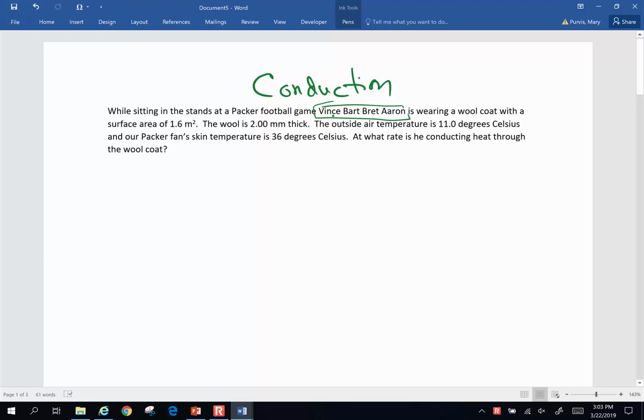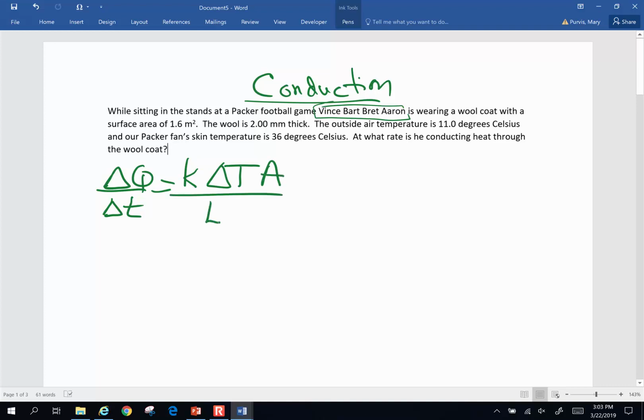All right, we're talking about thermal conduction, and our thermal conduction equation is this. Delta Q over delta T is going to be the thermal conductivity, change in temperature, surface area, over the thickness of the material. So we want to know at what rate is the heat conducted through the wool coat. So this is what we're looking for, the amount of energy per unit time.